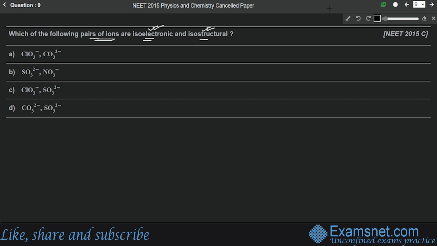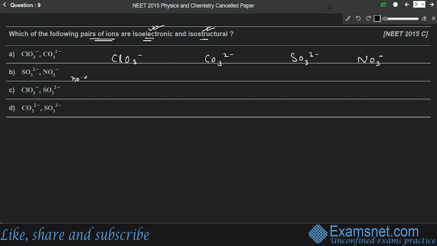Now if you look at the options, you can see in total we have 4 different types of species. One is ClO3 minus, then we have CO3 2 minus, then SO3 2 minus, and then NO3 minus. Only these four are present in different combinations. So let's see the number of electrons in each one of them.